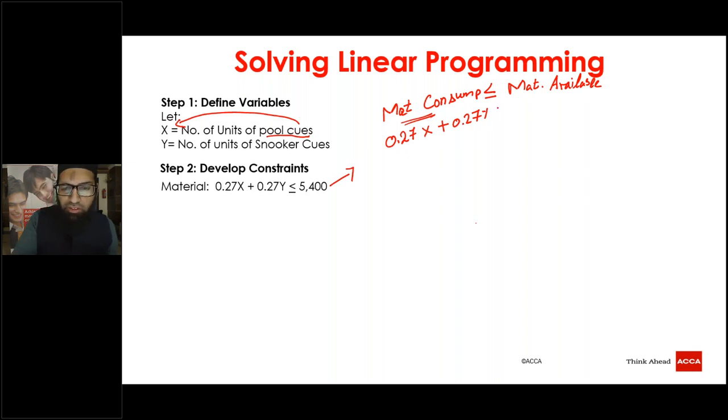And this should be less than or equal to material available. So in the question we have been told that we have 5400 kg available. So this will be the equation. This is the equation that I have just written.